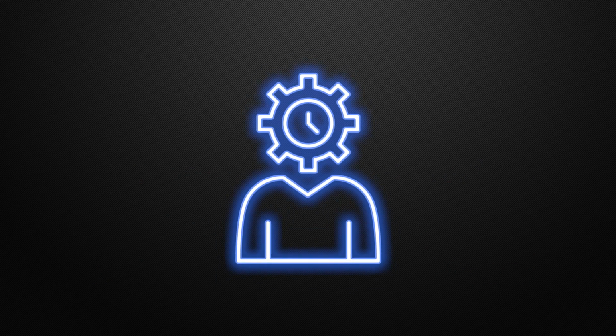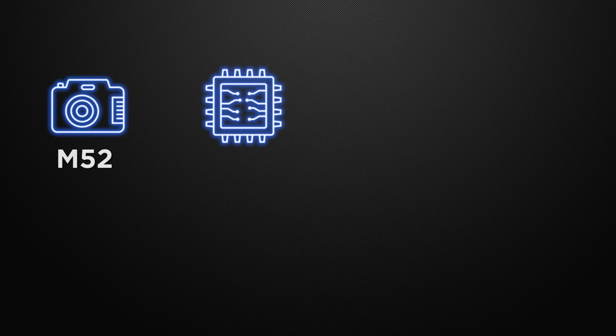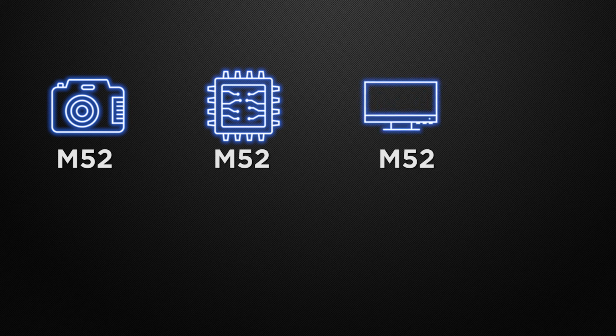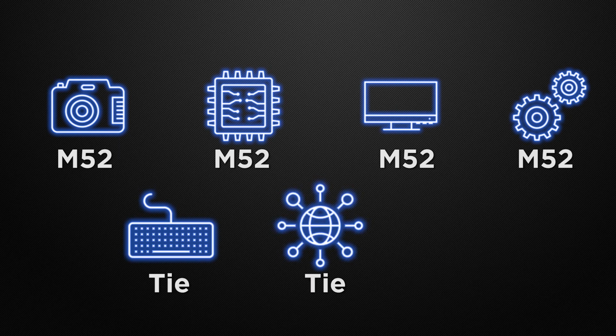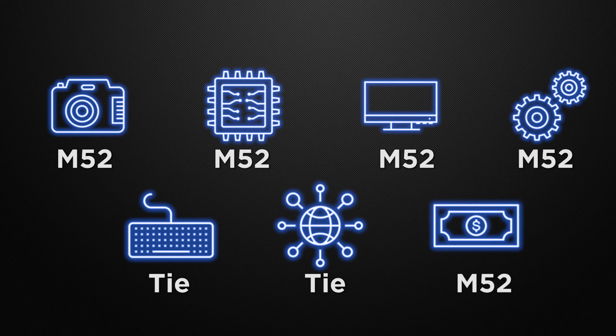So the conclusion of the video is, in the camera, the winner here is M52. In the performance, the winner here is M52. In the display, the winner here is M52. In the body segment, the winner here is M52. In the features of the device, it's a tie. In the communication chips, it's a tie. And about the prices, the winner here is M52.